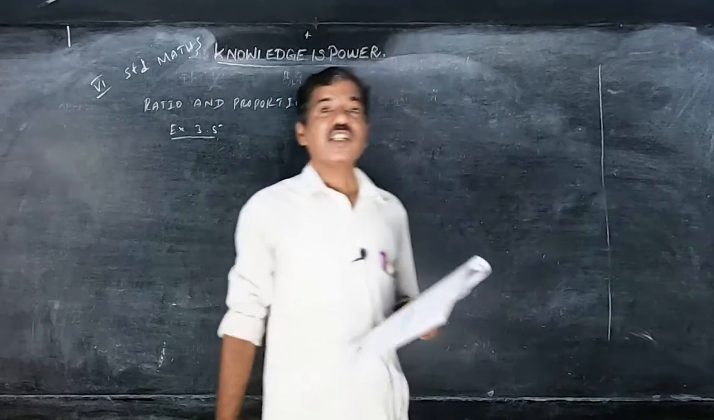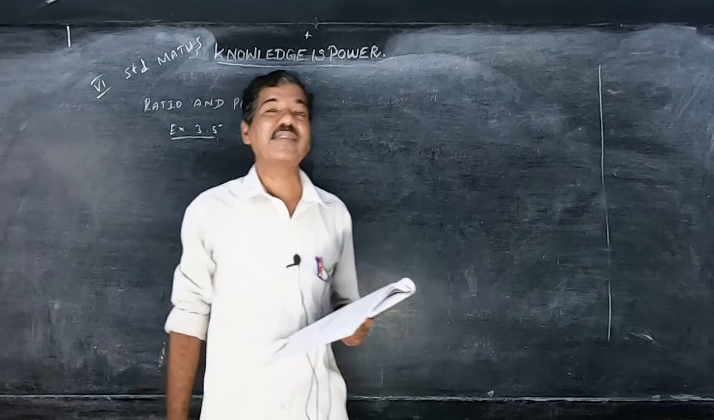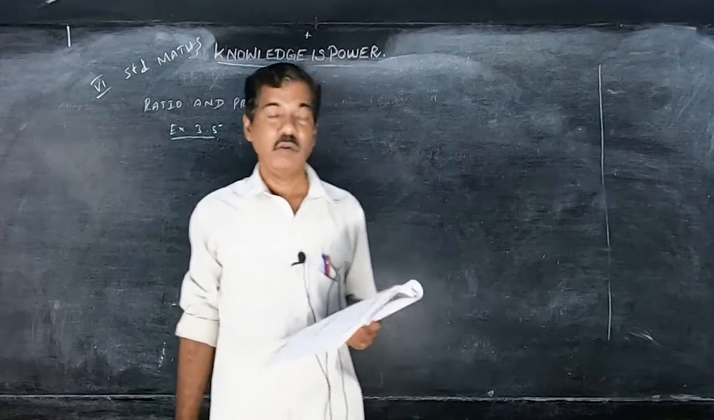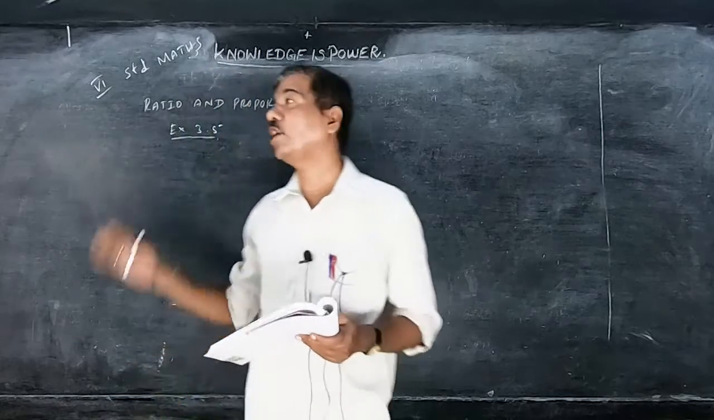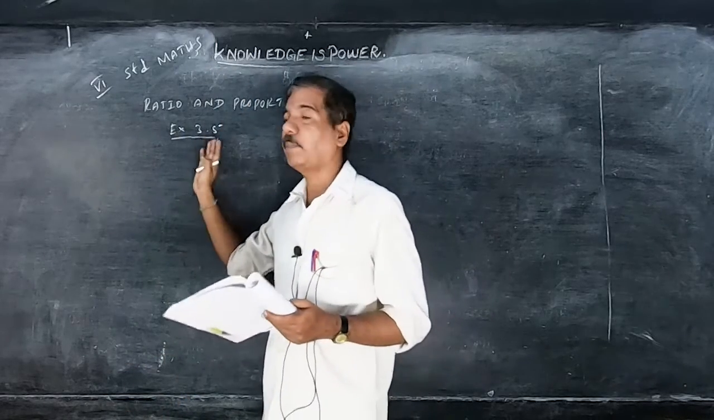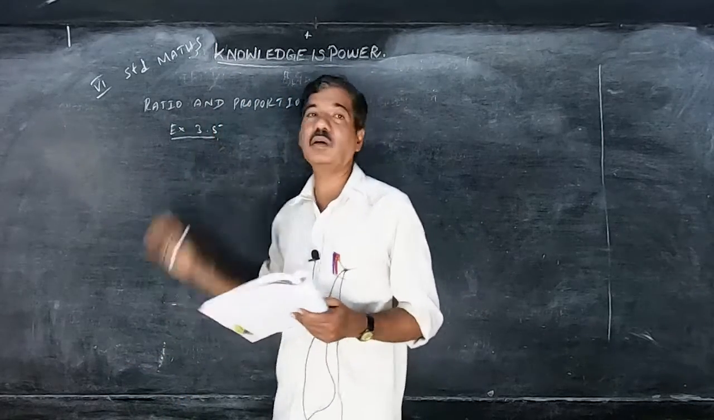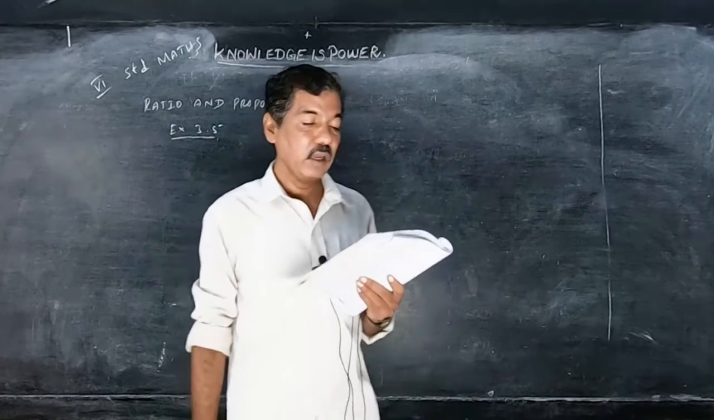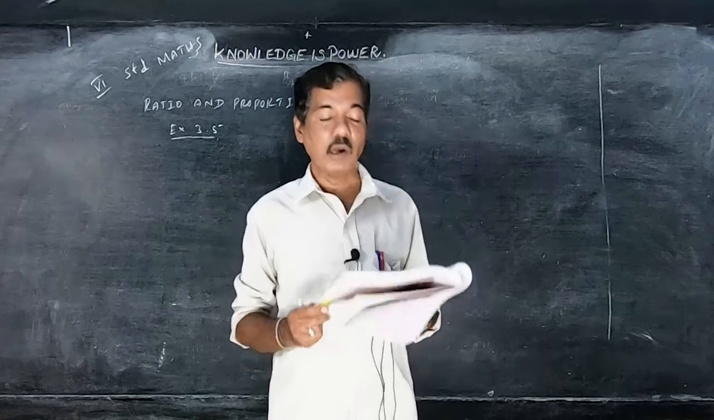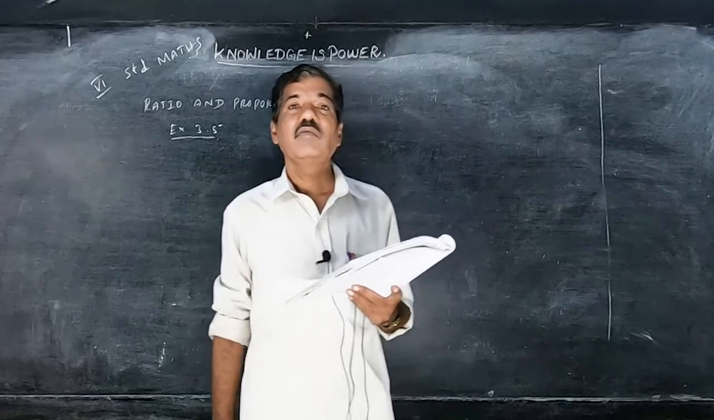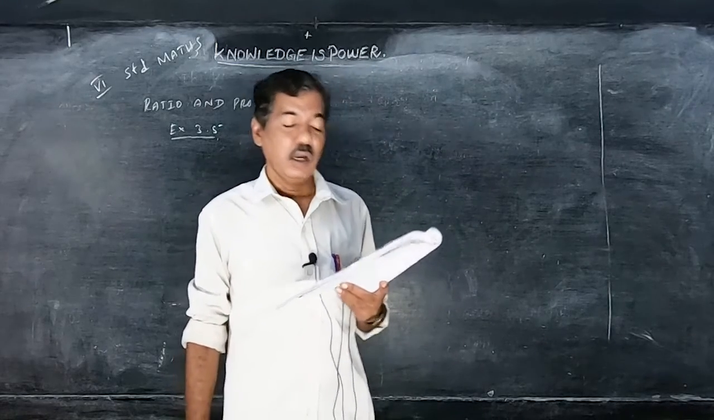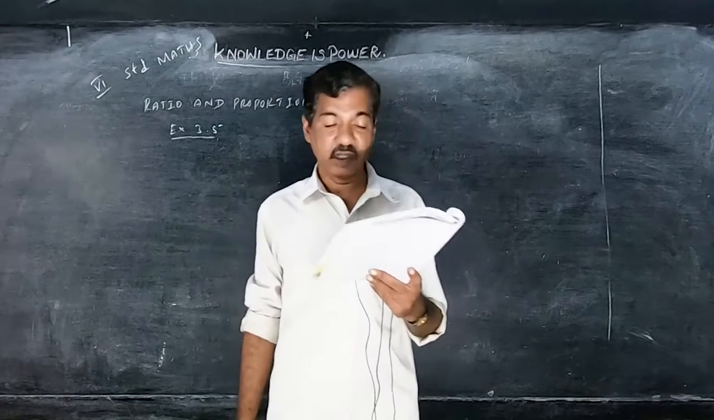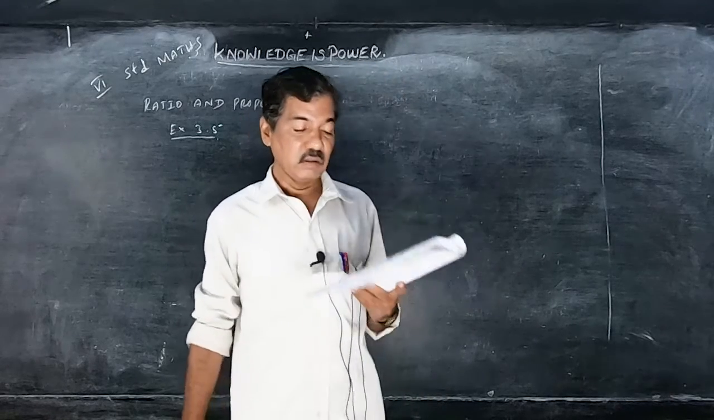In the previous class we did some of the sums till exercise 3.4 in the chapter Ratio and Proportion, chapter number 3. Okay, so now we move on to the last exercise, which is related to miscellaneous practice problems, page number 73.